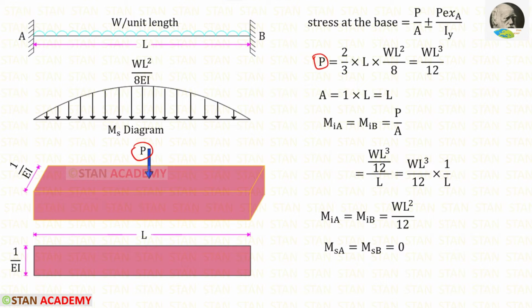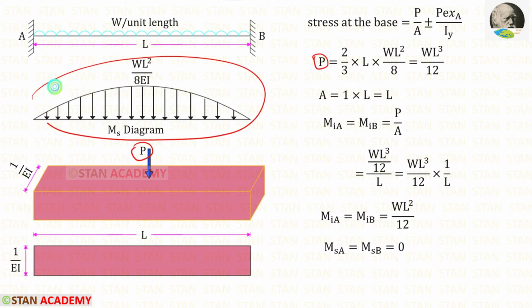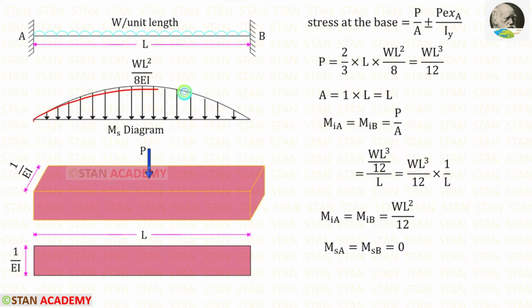For that, we have to find the area of the conjugate beam. For this parabola, the area formula is 2 by 3 BH. Here the breadth is L and the height is WL square upon 8. We know that finally EI will be eliminated, so no need to consider EI. L into L square we will get L cube. We can eliminate 2, here it will be 4. 4 into 3 we will get 12.